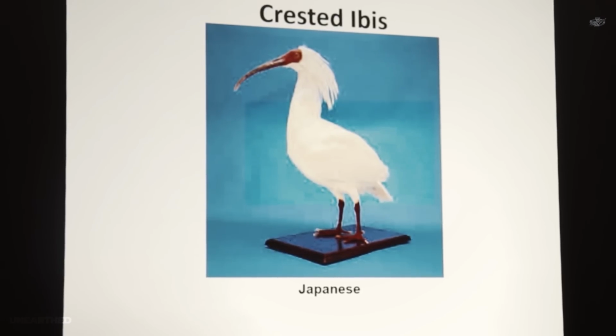And the interesting thing, I found this information that normally this bird is Japanese, not Egyptian.